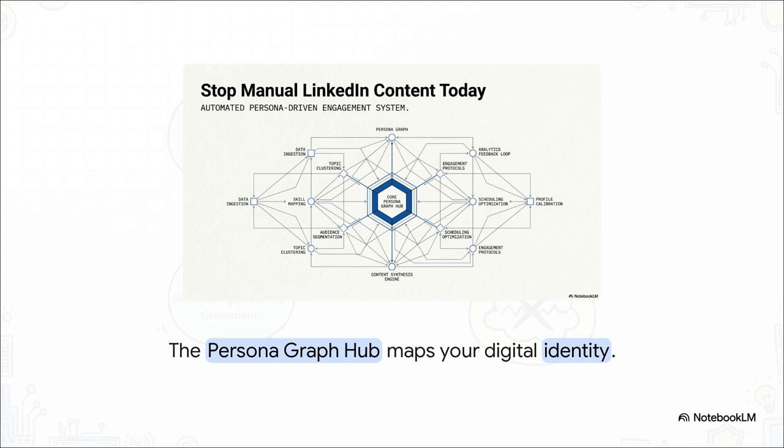Think of this as the system's brain. At the center, you have a core persona graph hub powered by NetworkX. It dynamically takes ingested data and links it directly to your specific skills, your target audience, and key industry facts. So when the engine synthesizes content, it's not just generating random text. It is deeply grounded in a highly specific mathematical web of your professional identity.